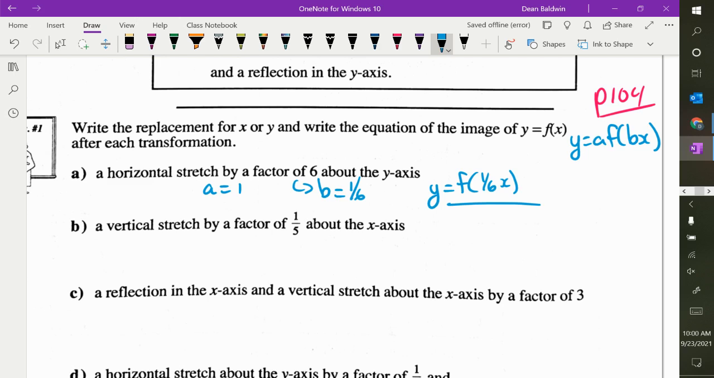All right, vertical stretch by a factor of a 5th. A or B? A. Do we flip A? No, we do not. So it's y is equal to 1/5 f of x.